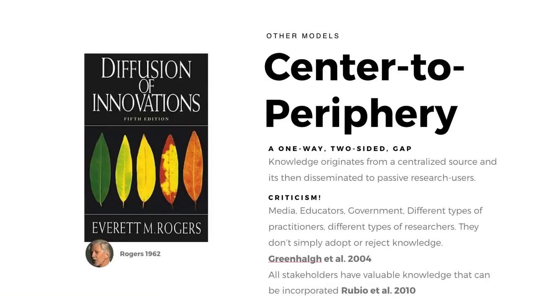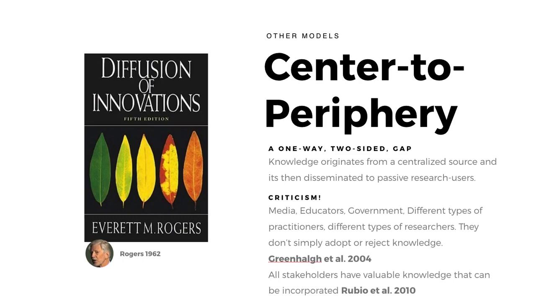The research practice gap metaphor reflects a classic view of translational research and dissemination of knowledge. Everett Rogers published a book in '62 called The Diffusion of Innovations. In the book, he proposed a center-to-periphery model where knowledge originates from a legitimizing source and it's then disseminated to research users. This model was very influential for a long time in many fields, such as communication, marketing, etc.